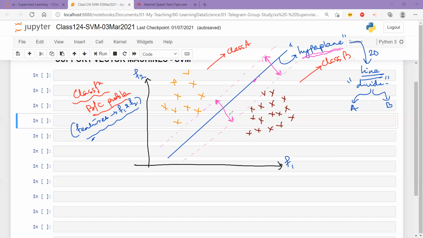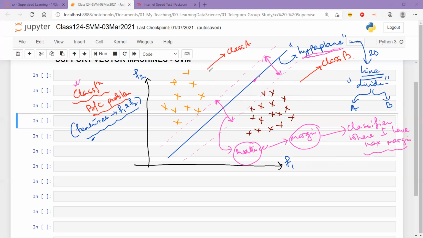Some form of math is getting involved in the background, by means of which we are creating this margin, so that we can create a classifier, because this is a classification problem. So the idea is to create a classifier where I have maximum margin. That's the objective. I have to increase the depth or the length of this margin, L of M, as high as possible.